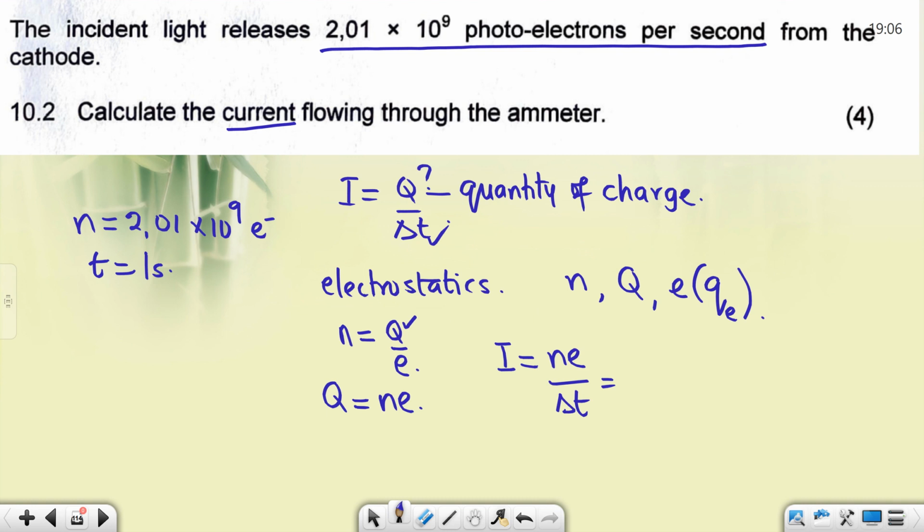Where N is the number of electrons, 2,01 times 10 to the power 9. And what is E? It is the charge on an electron. We don't need the negative this time. 1,6 times 10 to the power negative 19. And over, my time is 1. Do you want to give me an answer here quickly? And that would be A.